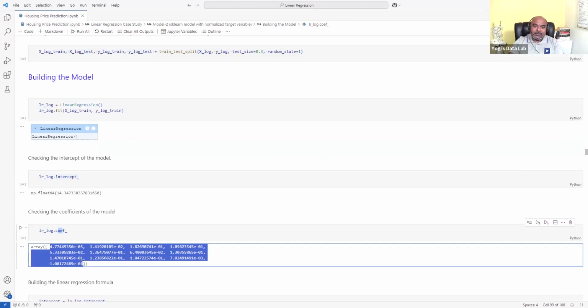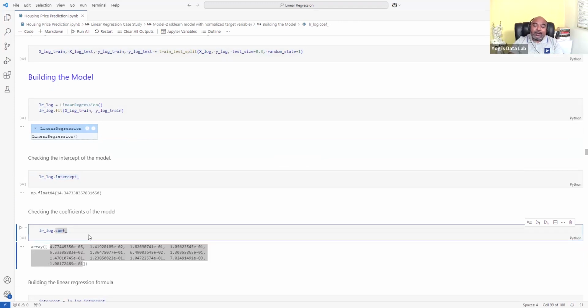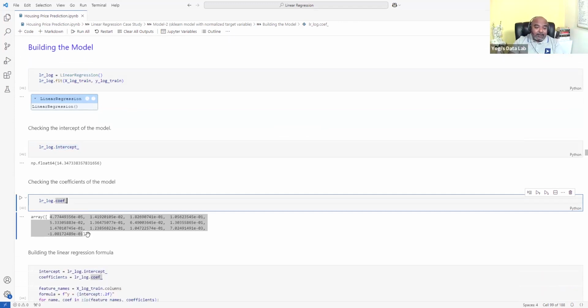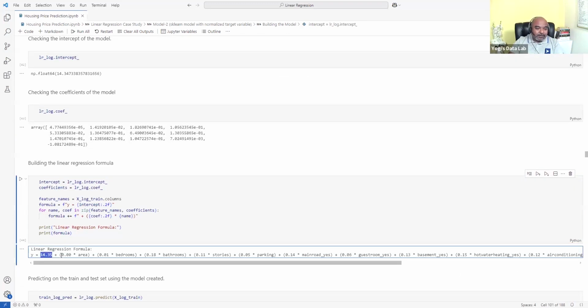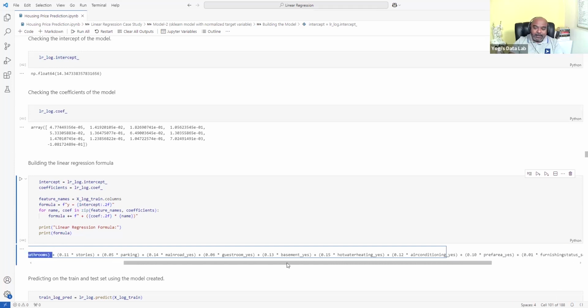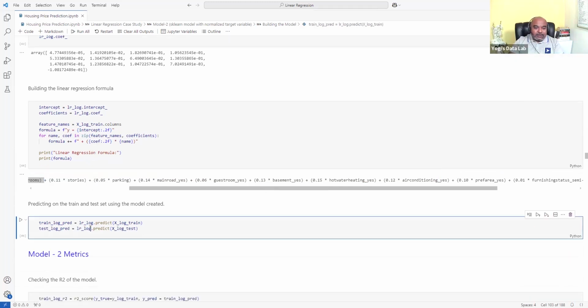They are all decimals. So this is the impact of converting your target variable, which was very huge, to a small value. Now, when I go ahead and look at the formula, if you look at this, 14.35 plus 0 multiplied by area plus 0.01 multiplied by bedroom plus 0.18 multiplied by bathroom. So this is what I am getting. I'll use this to predict on my log train and log test.